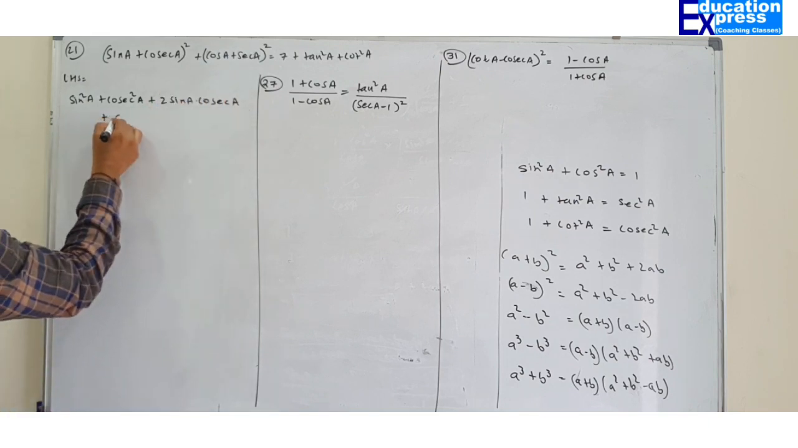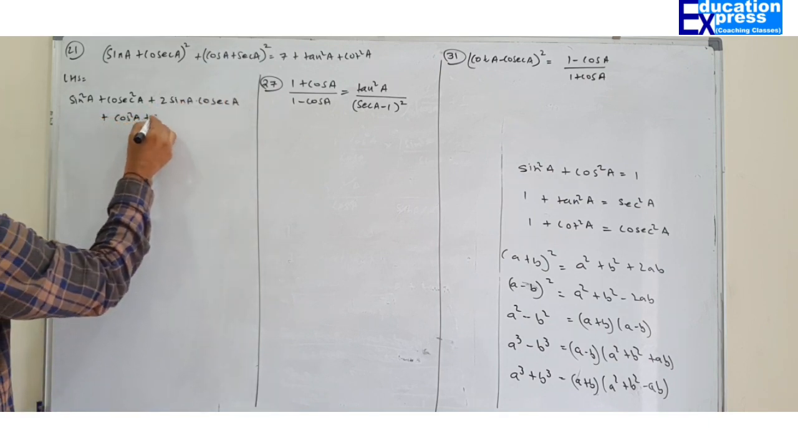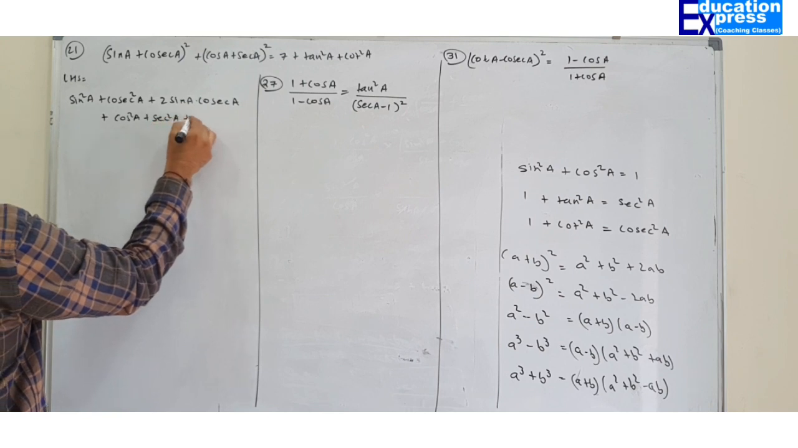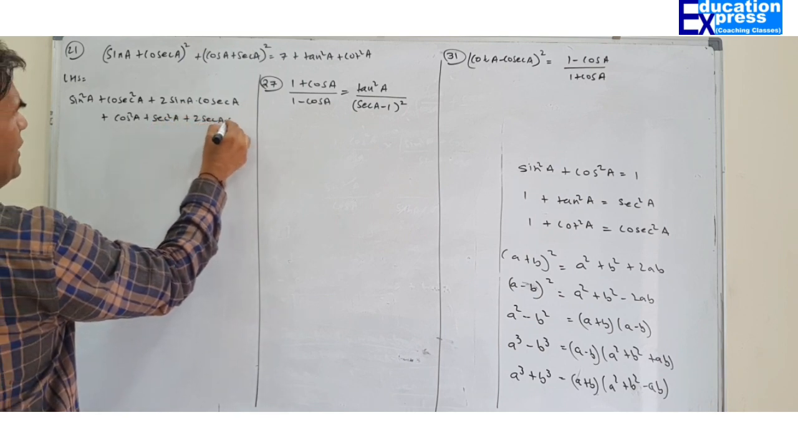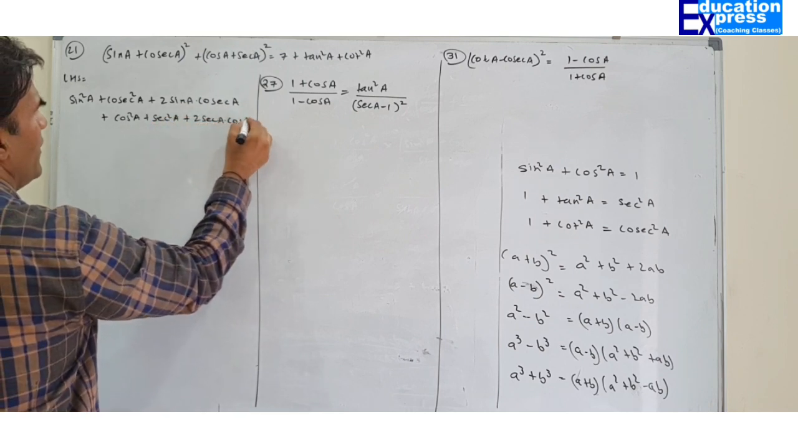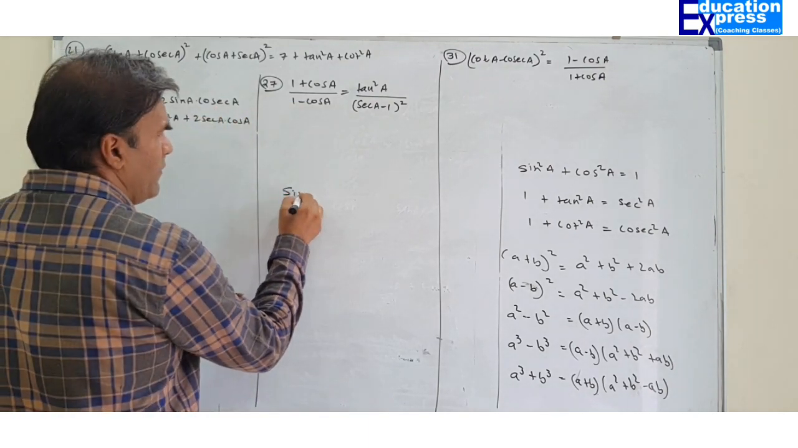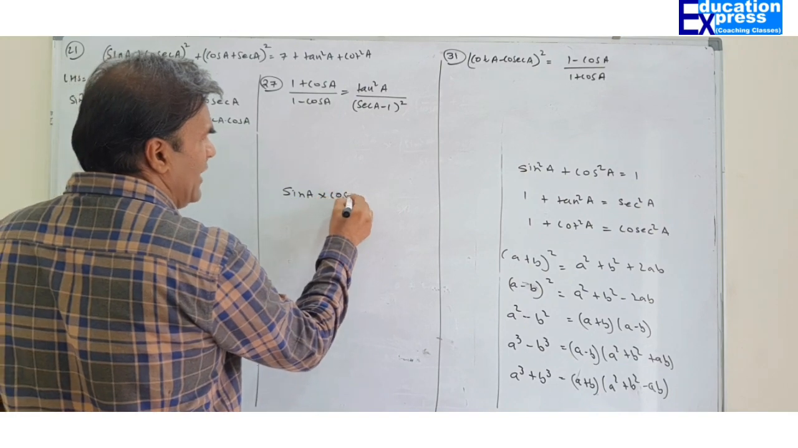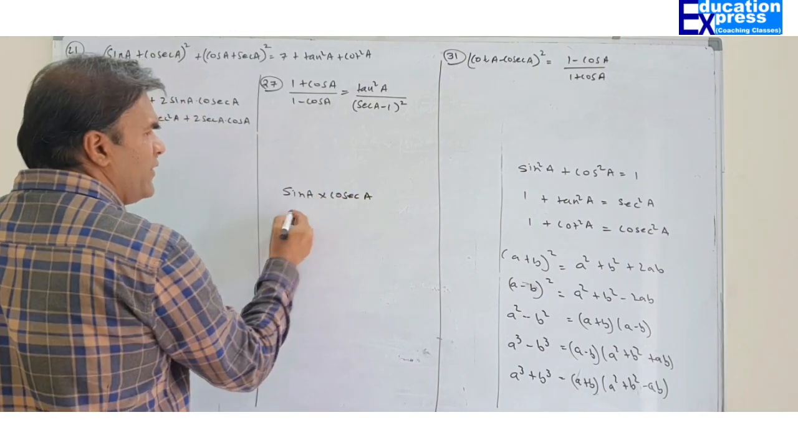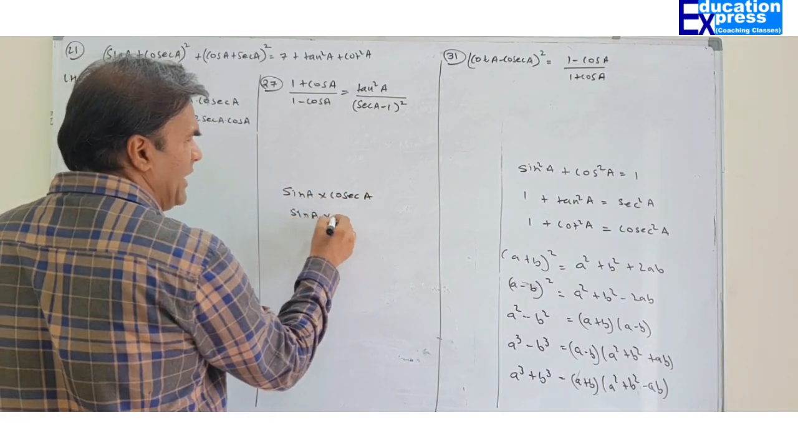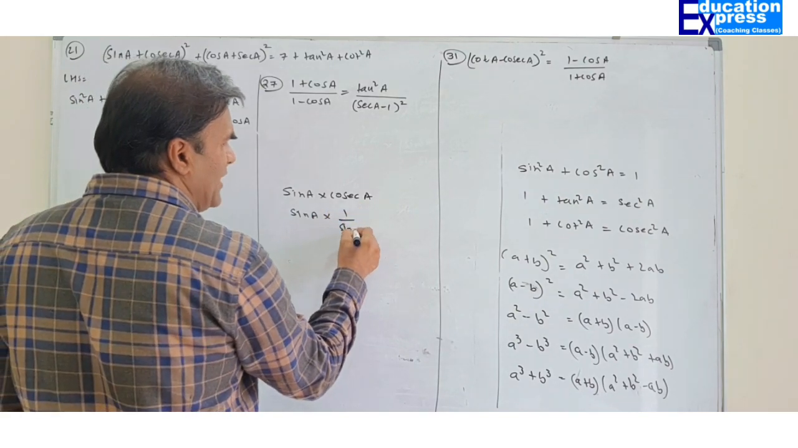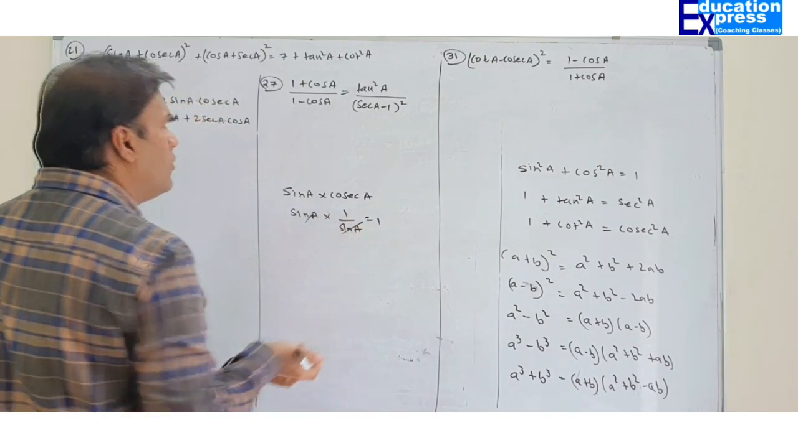Same way, cos square a plus sec square a plus 2 sec a cos a. My dear friends, we all know sin a and cosec a are reciprocals of each other. That is, sin a multiplied by 1 upon sin a, the result is going to be 1 only.